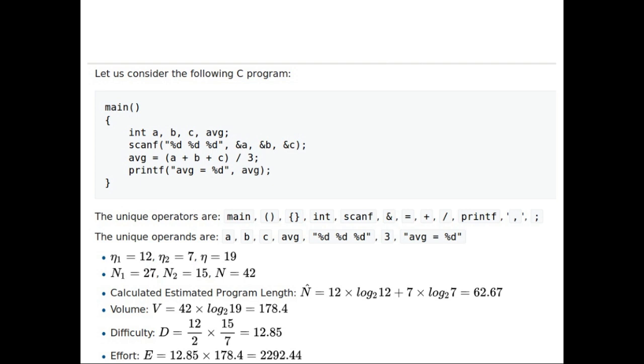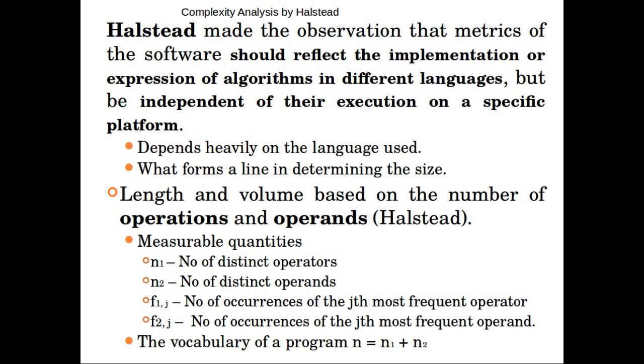In Halstead's measure, a module's connection with its environment is reflected in terms of operands and operators. A call to another module is considered as an operator, and all parameters are considered operands of this operator.